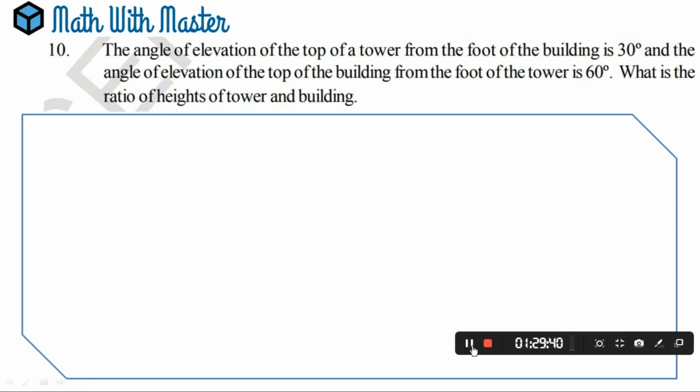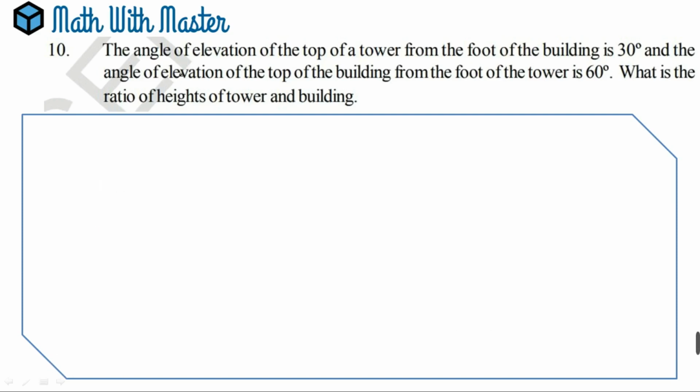So this is the question: the angle of elevation of the top of a tower from the foot of the building is 30 degrees, and the angle of elevation of the top of the building from the foot of the tower is 60 degrees. What is the ratio of heights of tower and building?